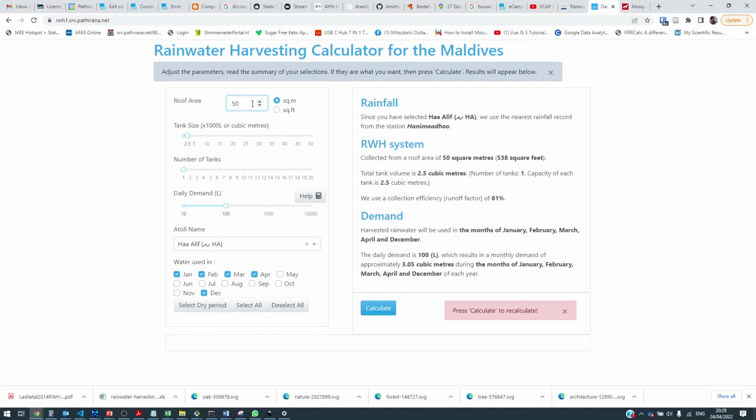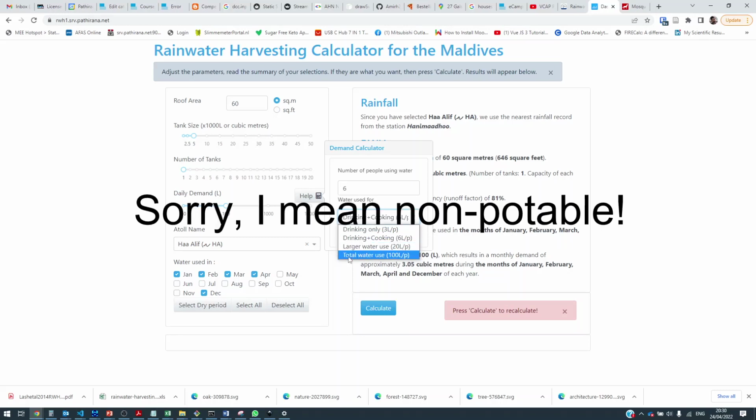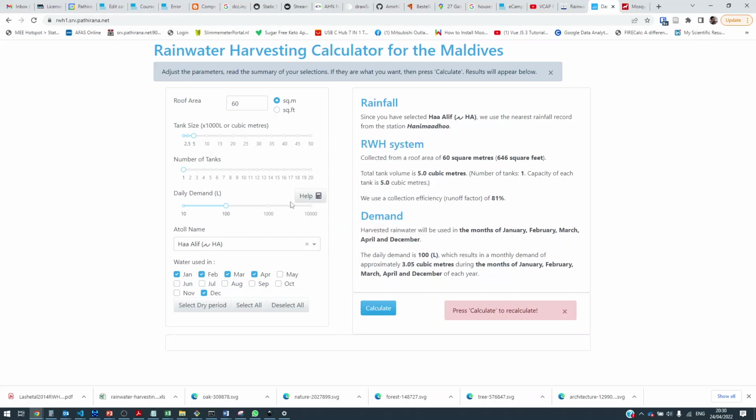So you start with the roof area. Let's say you have 60 square meter roof area, and then you can select a tank size, let's say 5,000 liters or 5 cubic meters, one tank of that size. Then the daily demand for water. In this context, there is an easy calculator that you can use. So the total potable water use is about 100 liters per person. Sorry, the total non-potable water use. But let's keep it for drinking and cooking purposes, which is a common case in the Maldives. And let's say there are 5 people in the household. So then you can calculate the daily water demand.